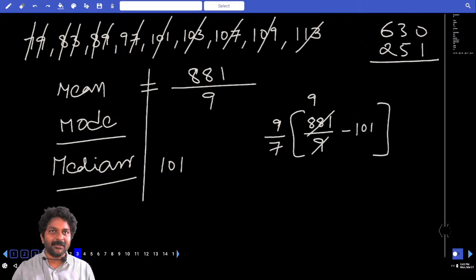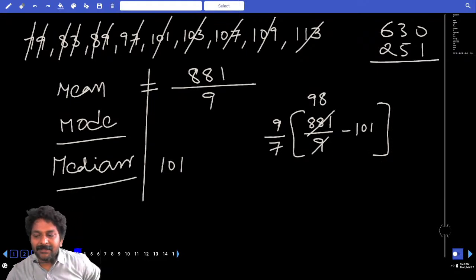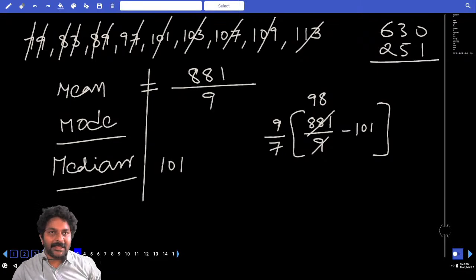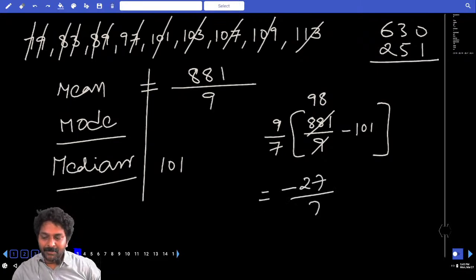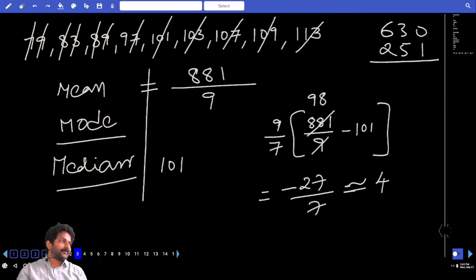9 times 81, 71, approximately 8 times. 98 minus 101 is 3. 9 3s are 27. Positive or negative? Negative. By 7. Approximately answer 7, how many times? Approximately 4 times.